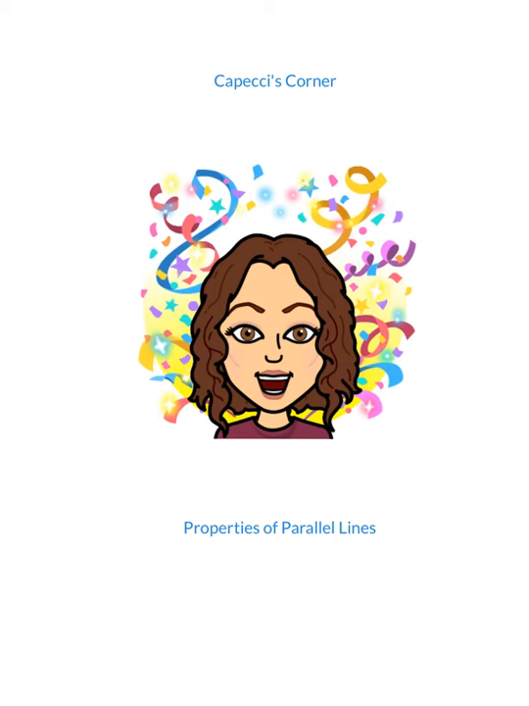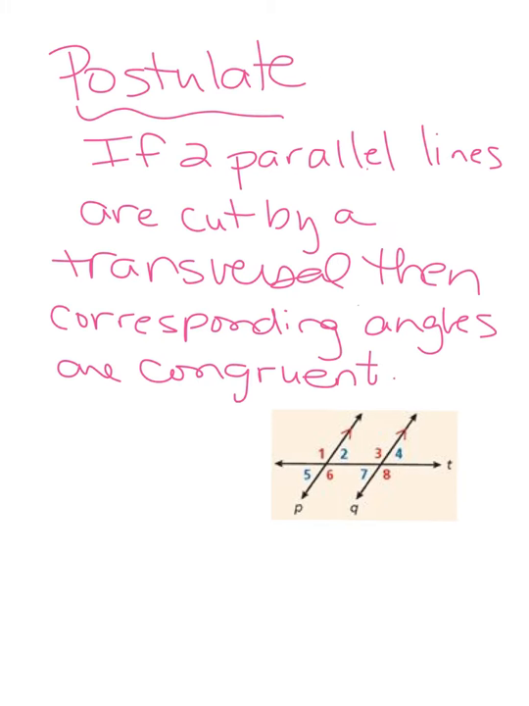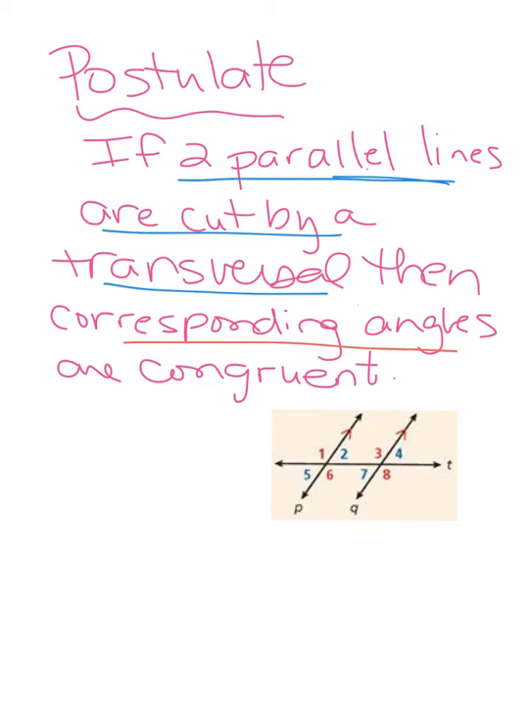Today we're looking at properties of parallel lines. Let's look at our postulate. It says if two parallel lines are cut by a transversal, then corresponding angles are congruent. So with our hypothesis, we know that the lines are parallel. It tells us two lines are parallel, they're cut by a transversal, that we know for sure. The conclusion there is that then the corresponding angles are congruent.